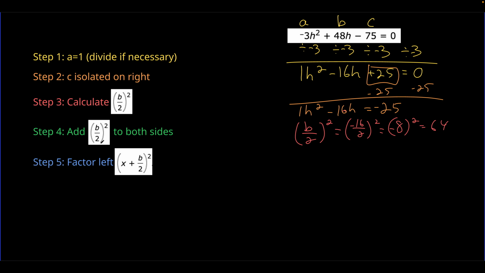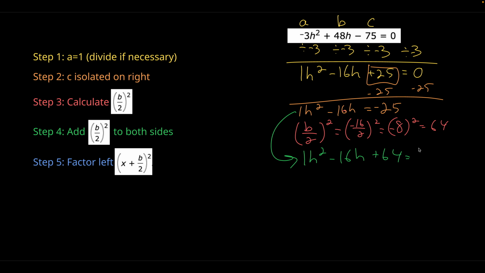Step 4: add that thing we just did, (b over 2) squared, to both sides. So bring your equation down, 1h squared minus 16h. We're going to add the 64, because that's step 4, on both sides. Notice that we have a plus 64 on both sides of the equation.